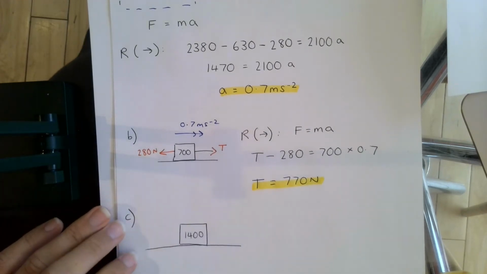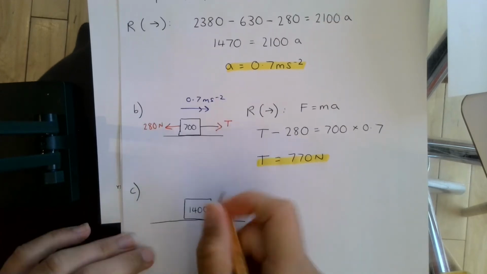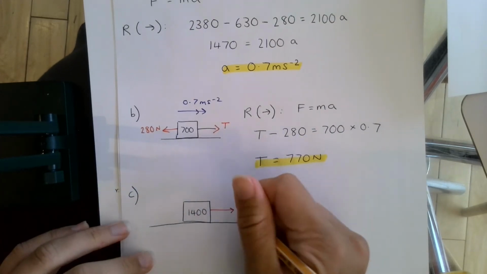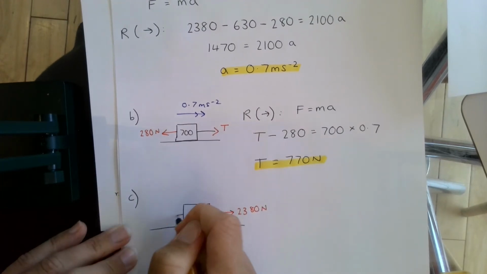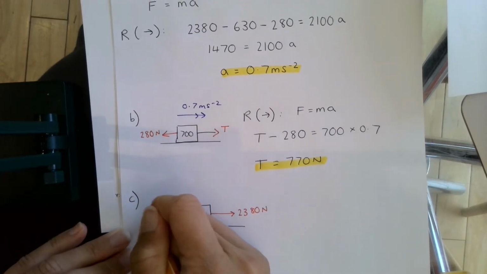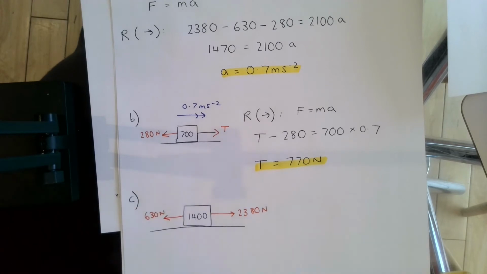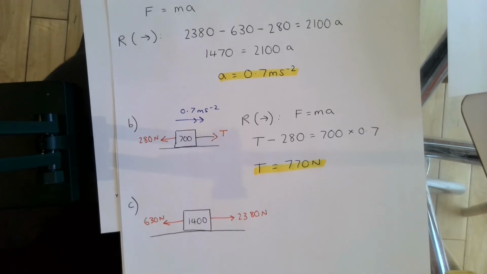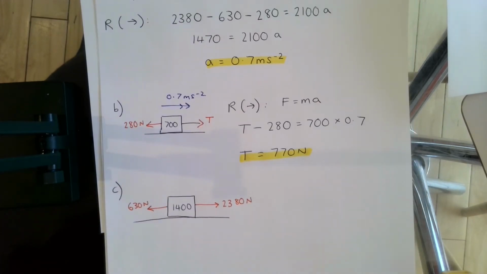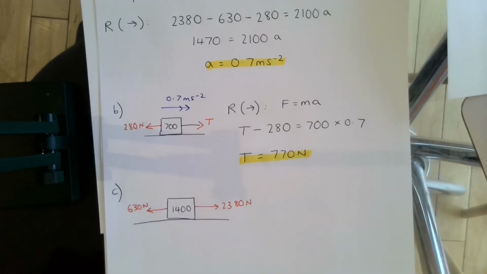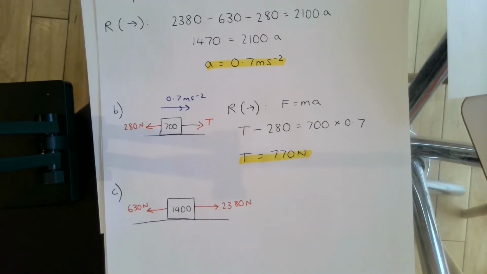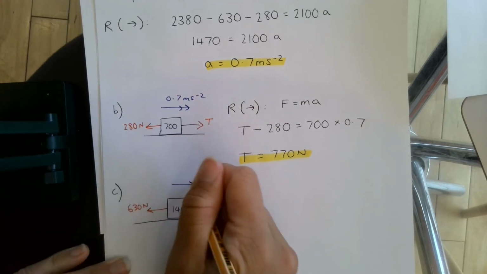1,400 kilograms, we're saying that the driving force remains the same, so it's still going at 2,380 newtons driving force, and the resistance force is staying the same at 630 newtons. And I want to calculate what is going to be the acceleration, is what I want to try and find here, my acceleration.